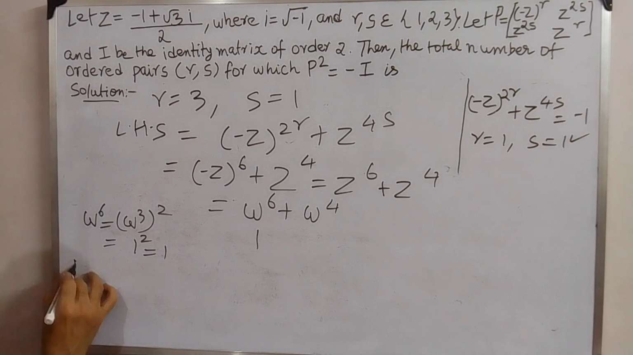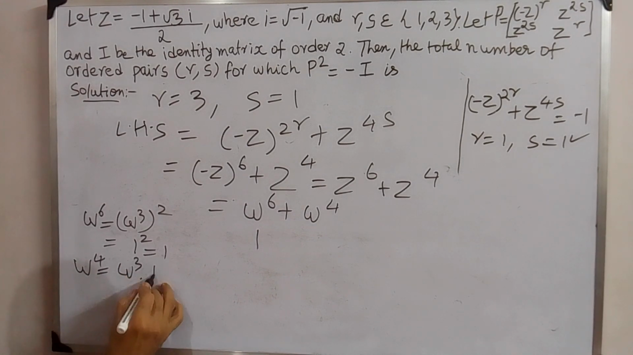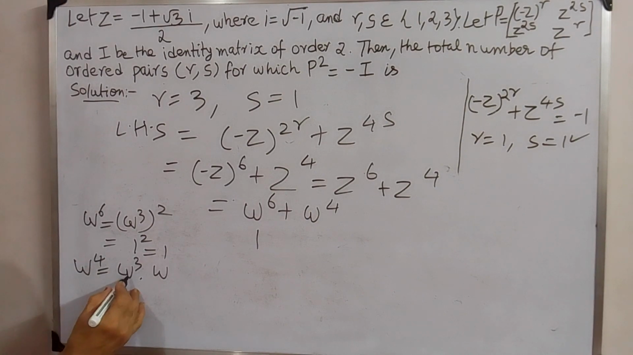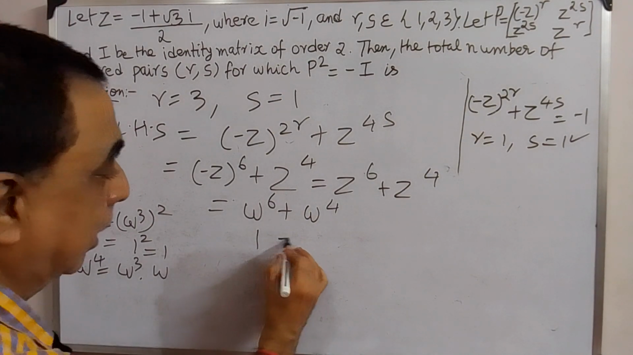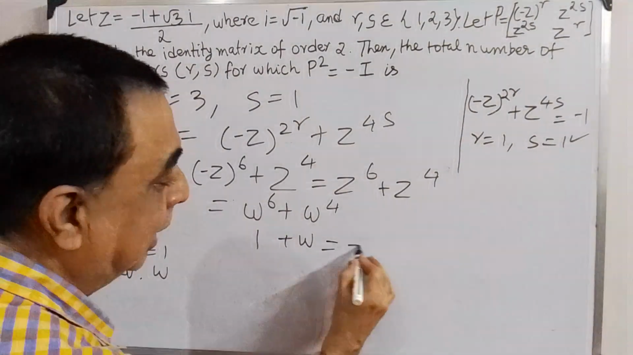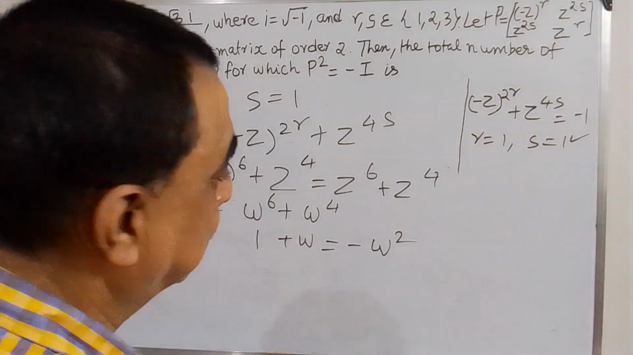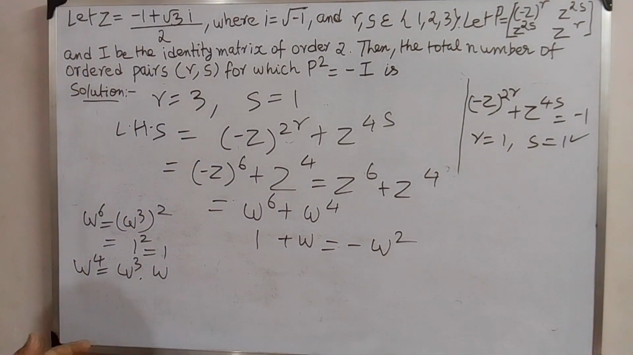Okay, and omega to the power 4. Omega to the power 4 means what? Omega cube into omega. Omega cube value is 1. So 1 into omega is omega. So this becomes 1 plus omega, whose value is minus omega squared. So this is not equal to minus 1. So this is also not possible.